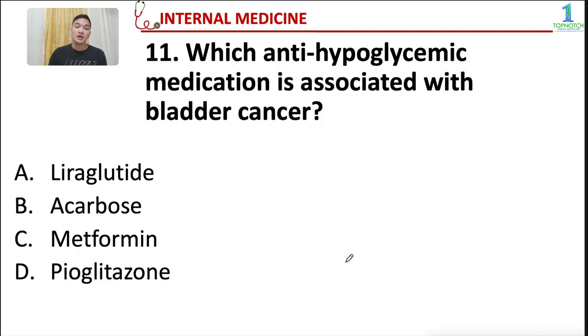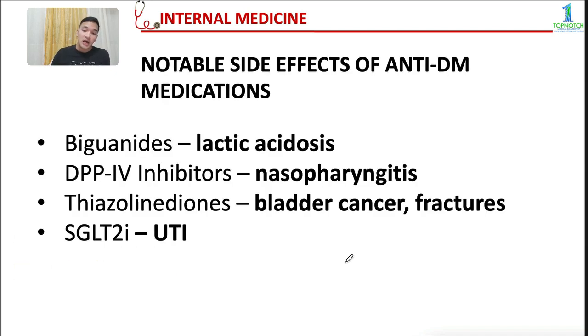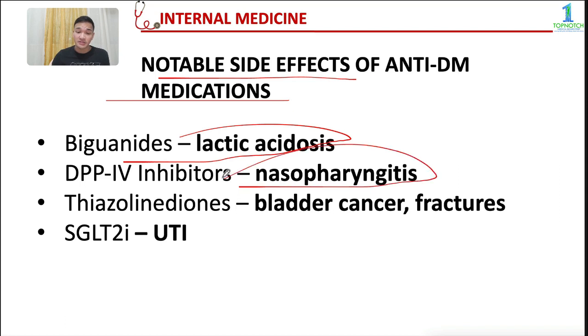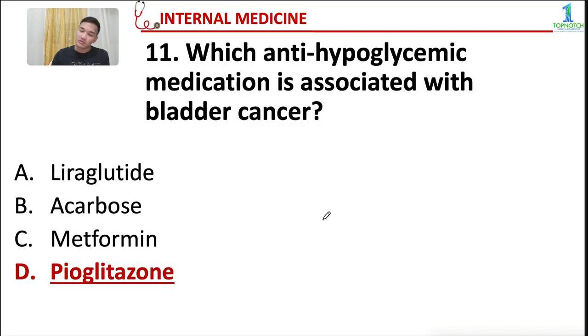Okay? Which anti-hypoglycemic medication is associated with bladder cancer? The correct answer is pioglitazone. So, kailangan nyo ring i-memorize kung ano yung mga notable side effects of anti-DM medications. For example, ang biguanides or metformin is lactic acidosis, DPP-4 inhibitors, nasopharyngitis. Hindi lahat ng thiazolidinediones is nagpa-cause ng bladder cancer. Ang alam ko lang is pioglitazone.